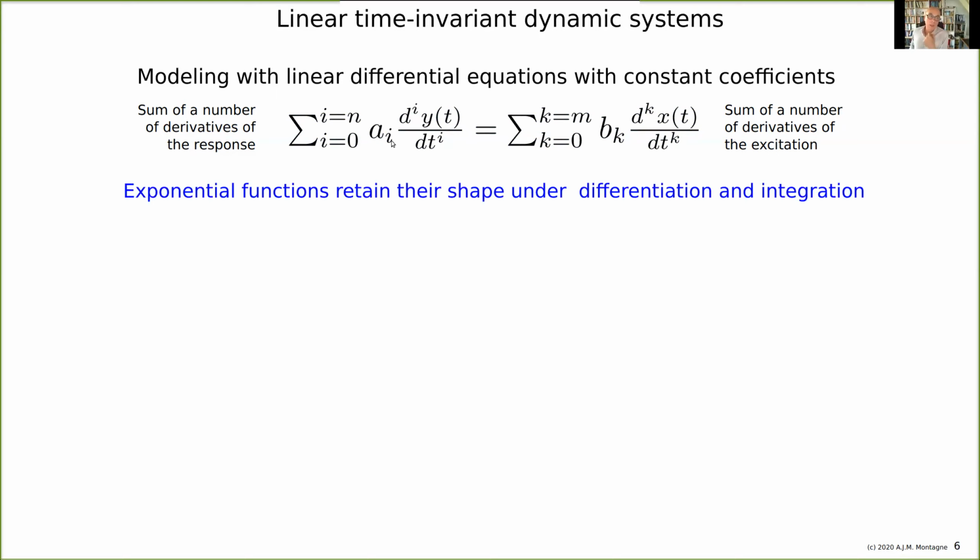And now, how do we solve those things? Well, we know that if we put an exponential function in and we take the derivative, it will again be an exponential function. So exponential functions retain their shape under differentiation and integration. Same with sinusoids and cosines.